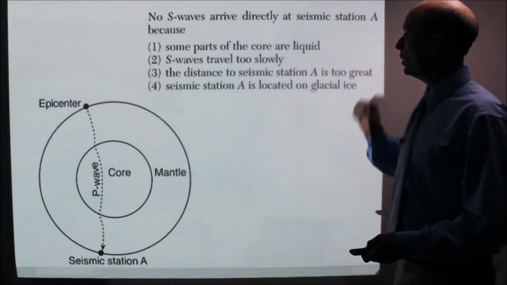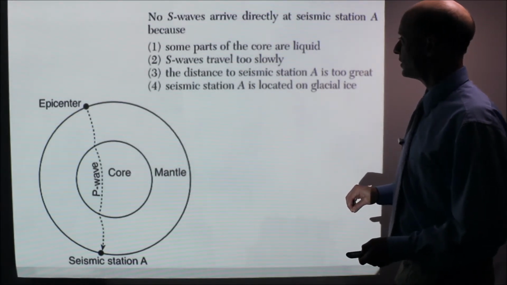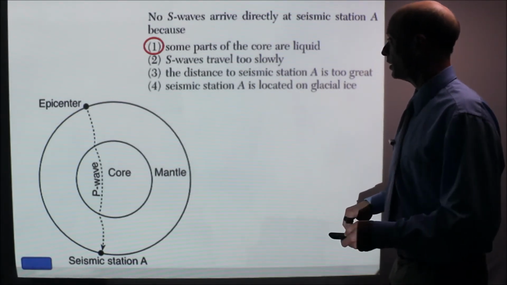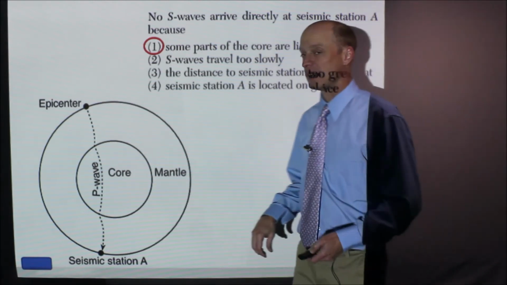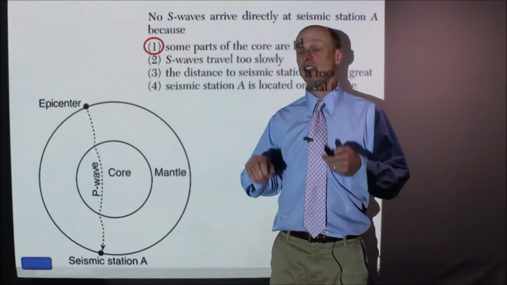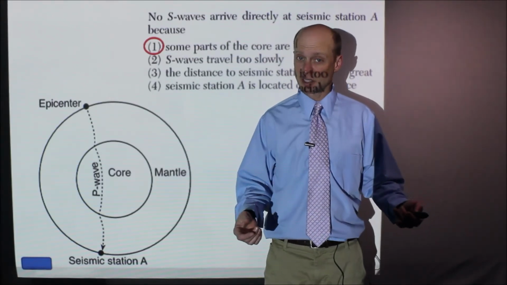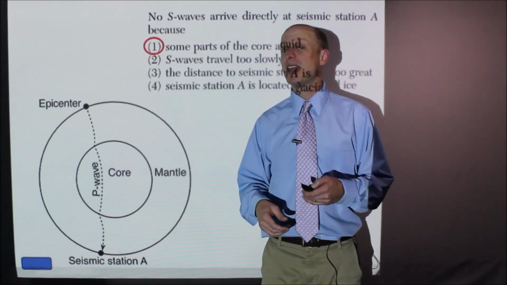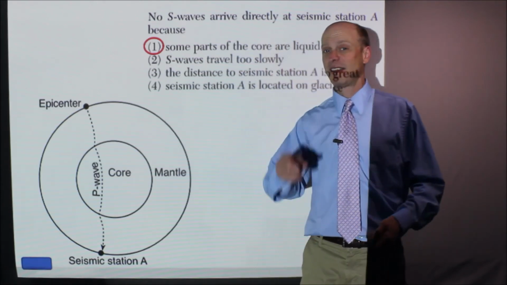This one, no S waves arrive directly at seismic station A because some parts of the core are liquid. S waves do not travel through liquid rock. And we see this big S-wave shadow zone that occurs, and that's how we know the outer core is liquid. Know it.